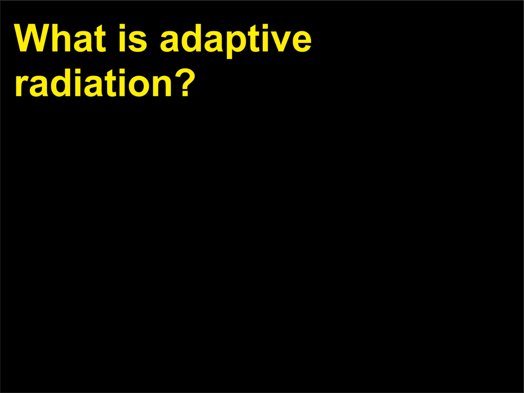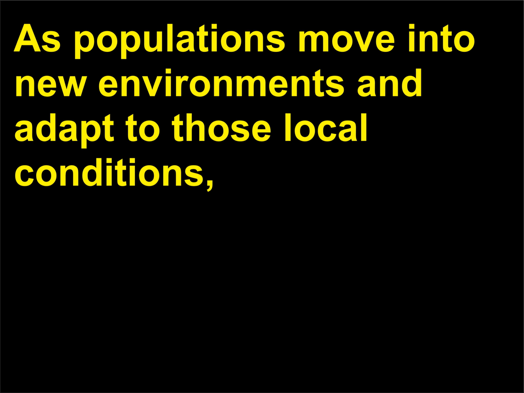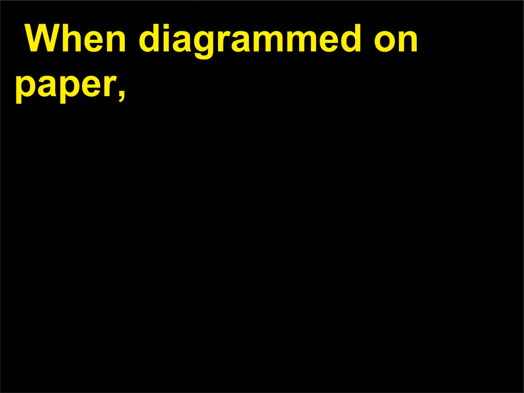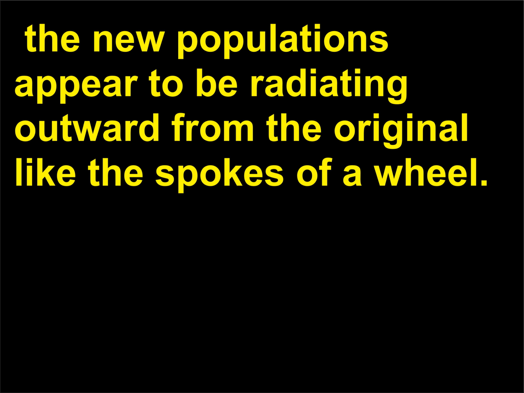What is adaptive radiation? As populations move into new environments and adapt to those local conditions, there is an increase in diversity. This splitting creates a divergence from the original population. When diagrammed on paper, the new populations appear to be radiating outward from the original like the spokes of a wheel.